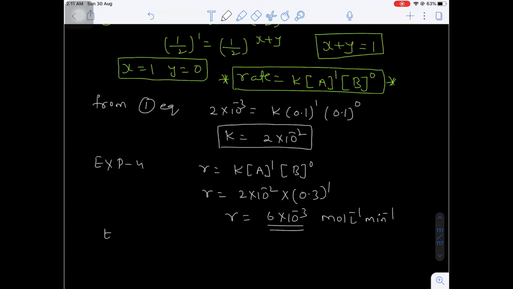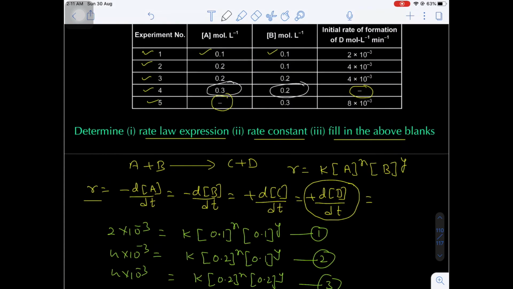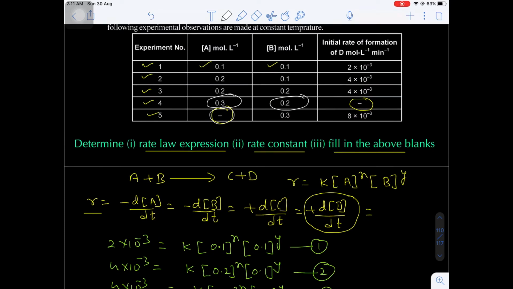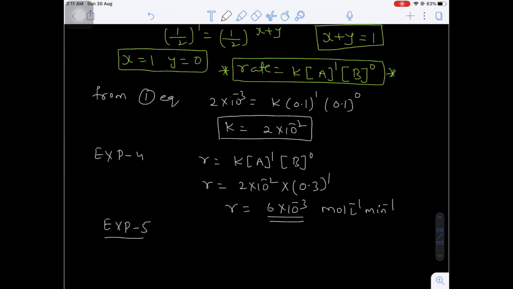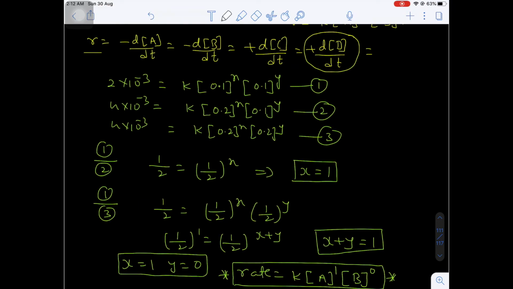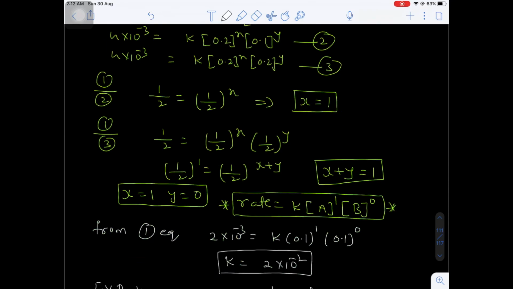And one more fill in the blank is there, that will be in the experiment 5. In the experiment 5, we have to find the concentration of reactant A, and the formation of D given is 8 into 10 raised to minus 3. So here once again I am writing R is equal to K into A to the power 1 into B to the power 0. In the experiment 5, the concentration A value given 0.4 or 0.2, just wait. The rate of a reaction given is 8 into 10 raised to minus 3. The rate of formation of D given 8 into 10 raised to minus 3. Okay.